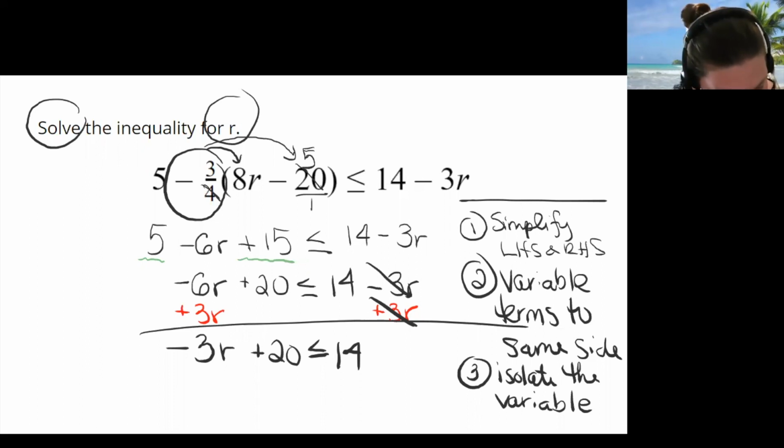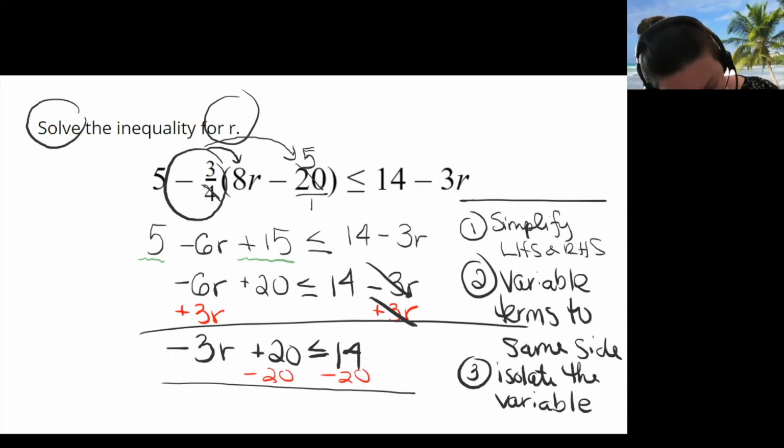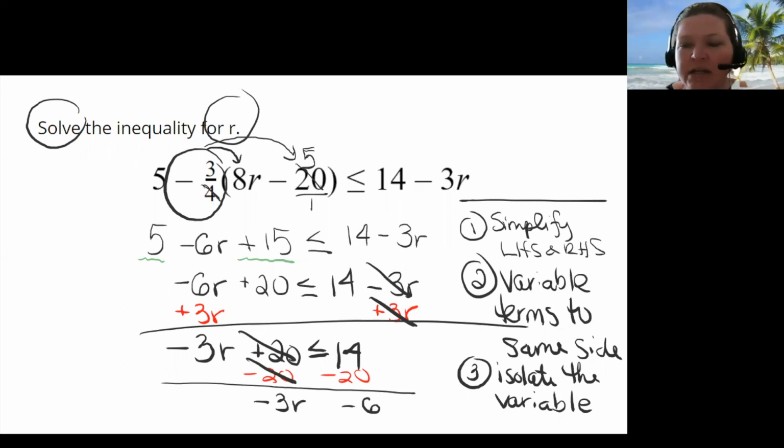So yes, we'll use the opposite. We'll subtract 20 from both sides. 14 minus 20 is negative 6. Then on the left-hand side, I have negative 3r. Now we have to talk inequality symbols, because when you start moving around numbers, sometimes they flip and sometimes they don't. So what should my inequality symbol be? Is it the same or did it change?